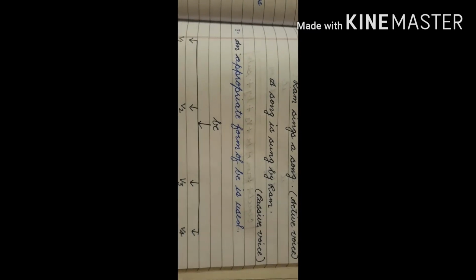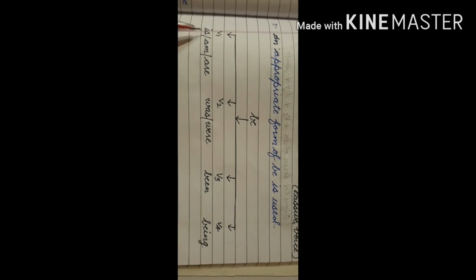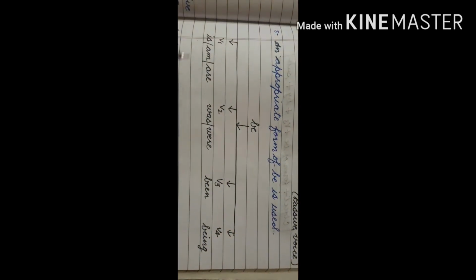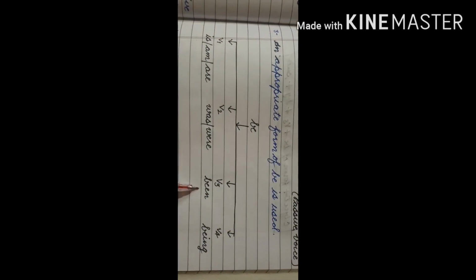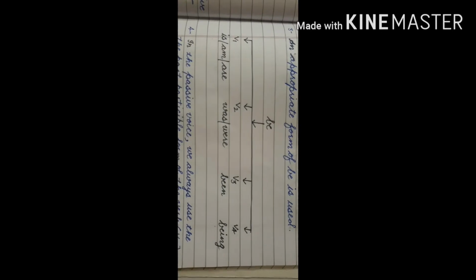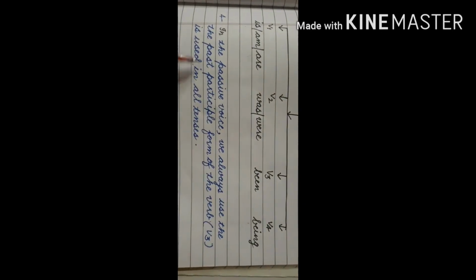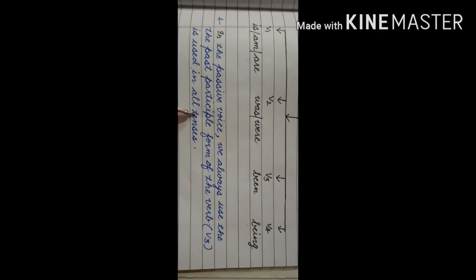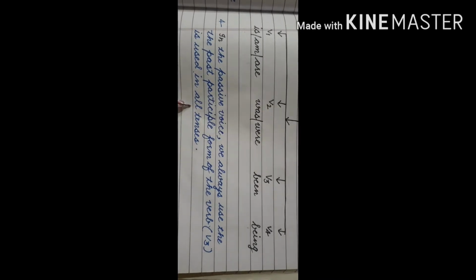Here I have written 4 forms of be. First form is is, am, are, second is was, were, third form is been, and fourth form is being. They are used according to the tenses. In the passive voice, we always use the third form of the verb.